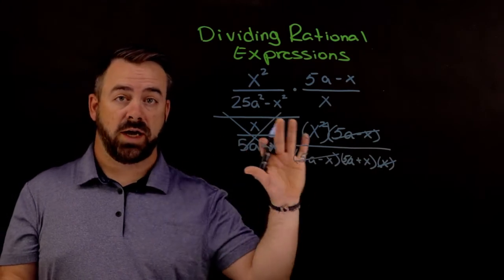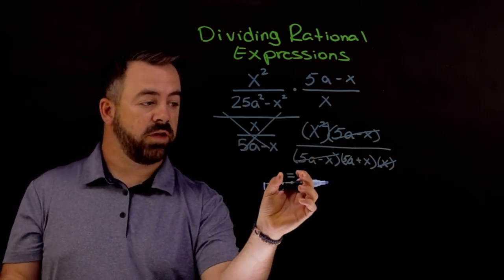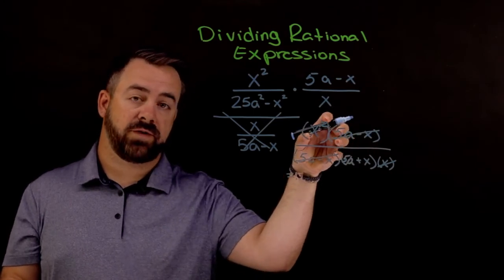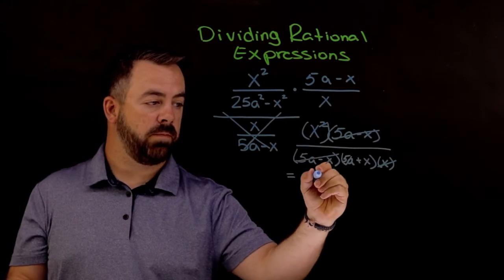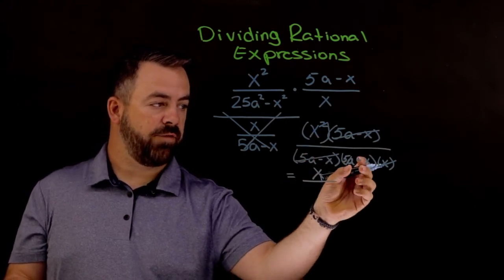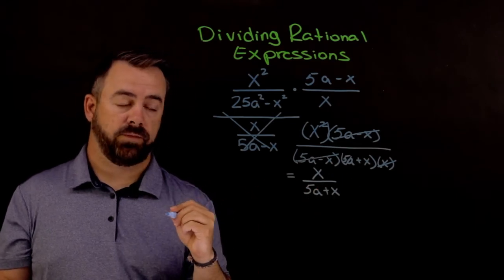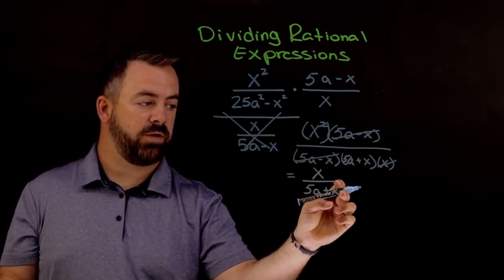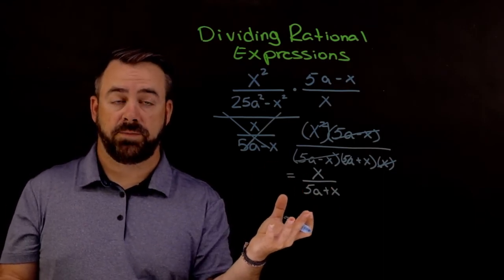So I've done as much as I can. So I'm going to write an equal sign. And this equal sign is to represent what this simplifies into, the final answer. I have an x on top, a 5a plus x on the bottom. Again, do not simplify this x and x. That's as far as I can take this example.